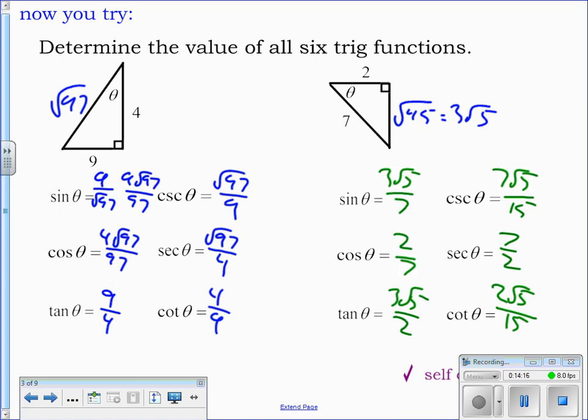3 root 5, multiply it times root 5. Root 5 times root 5 is 5. 5 times 3 is 15. So when you simplify it out, that's what you get. Okay?